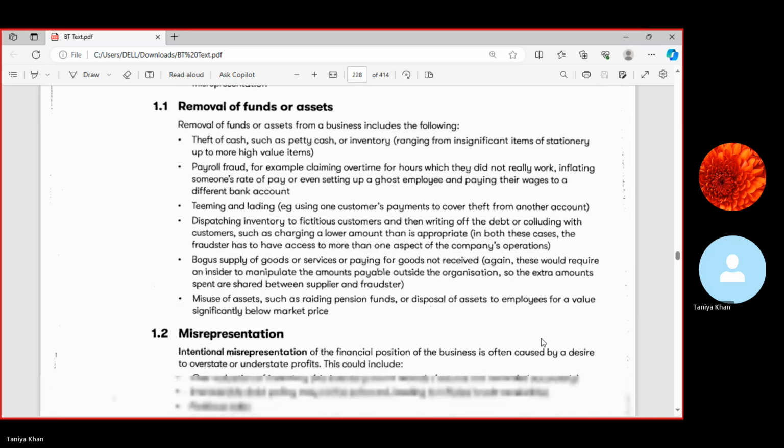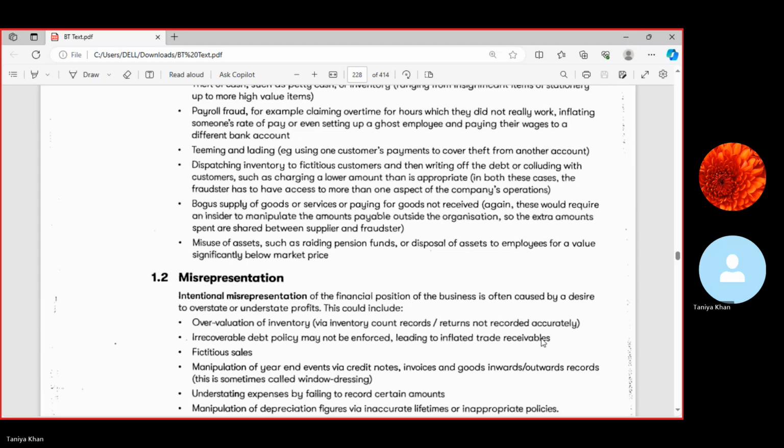Next is bogus supply of goods or services, or paying for goods not received. In the same way, there can be bogus supply of goods also.